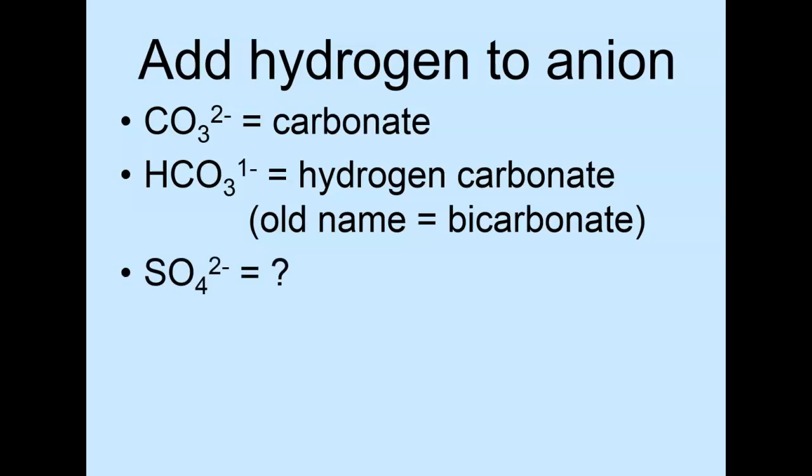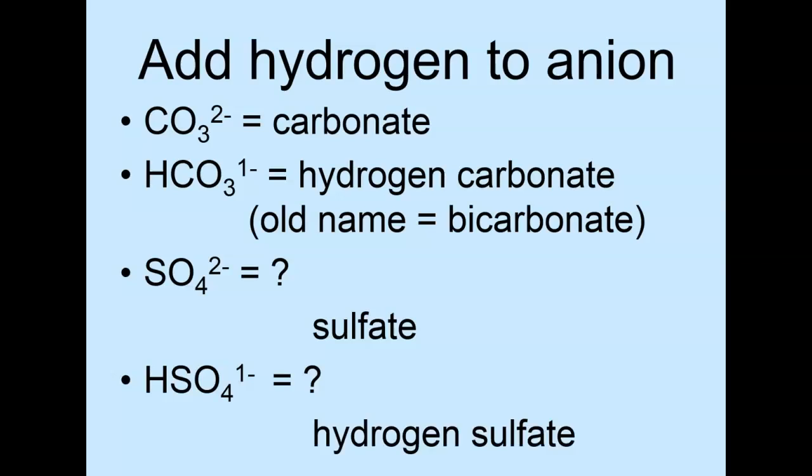So what is SO4 2 minus? I'll give you a minute to think about that. You can pause it, maybe write down what you think it is. Okay. Well, the answer is that is sulfate. And then if I add the hydrogen to it, I'm going to change it by 1. So I'll get -1 with an H in front of it. And what are we going to call that? Well, we're going to call that hydrogen sulfate.